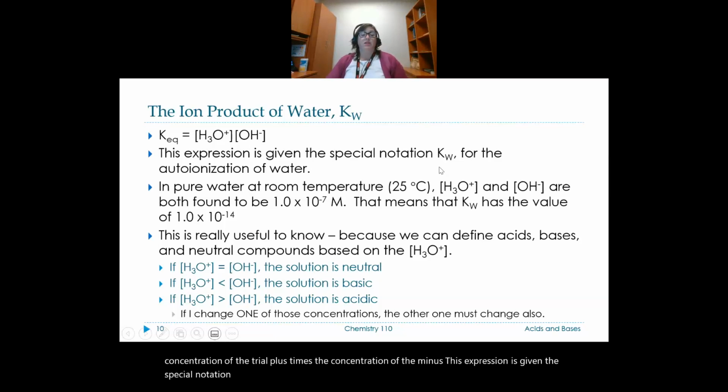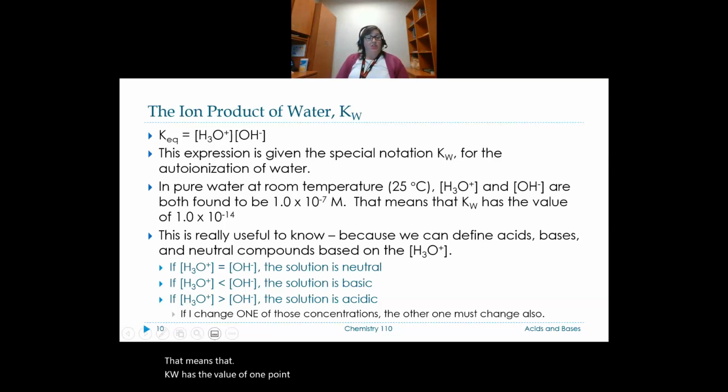So like I said, it's Kw in pure water at room temperature. H3O+ and OH- are both found to be 1.0 times 10 to the minus 7th. That means that Kw has the value of 1.0 times 10 to the minus 14th. A couple of notations for you. Pure water, that's important, and room temperature. So if I change the temperature, the value of that constant changes.